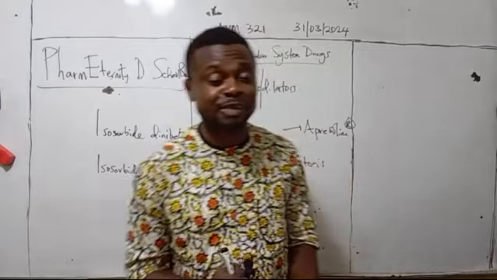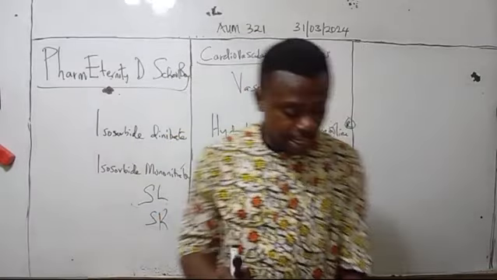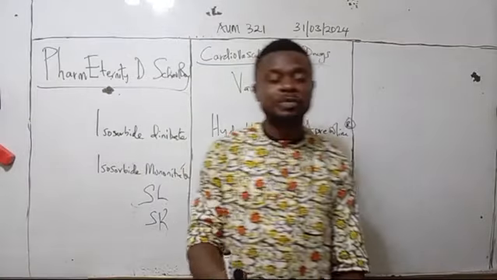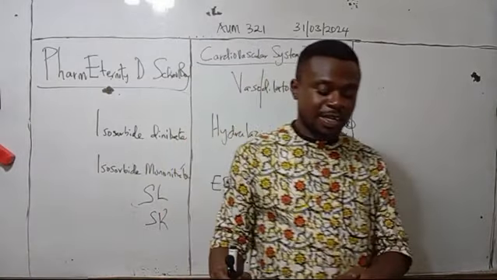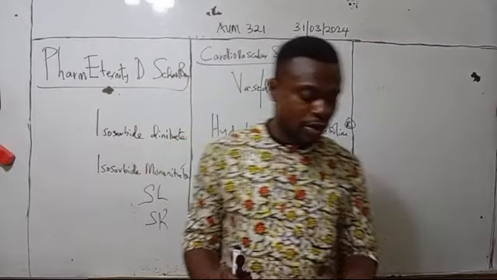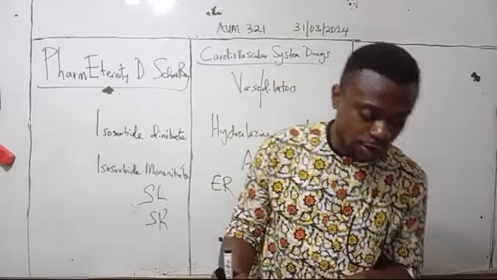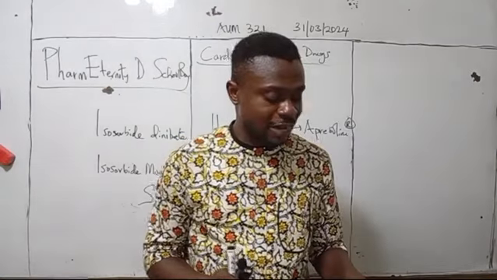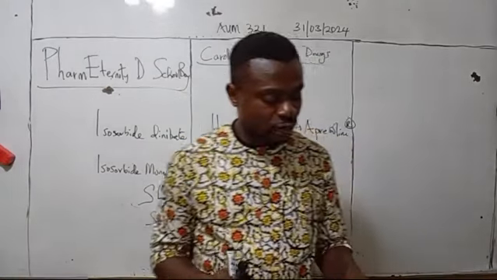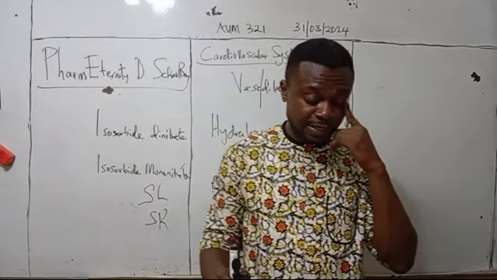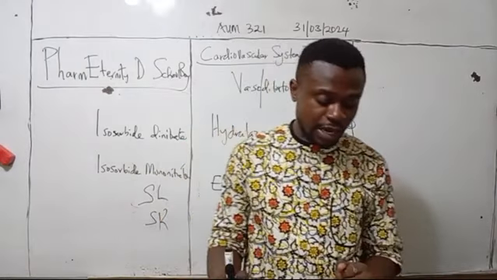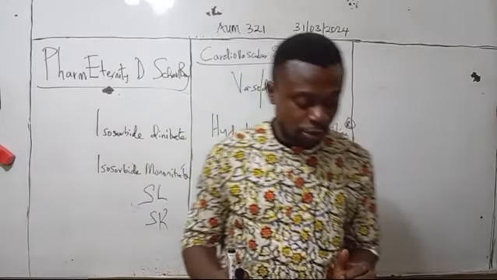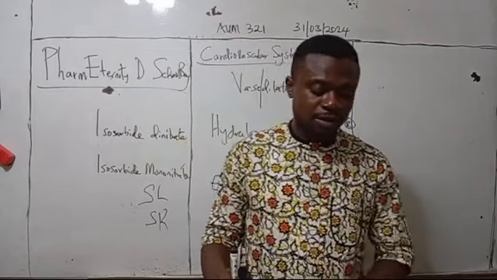Then for transdermal patches, we have the one of 0.2 milligram per hour, the one of 0.4 milligram per hour, and then the one of 0.6 milligram per hour. These are the different strengths of the nitroglycerin patches. The normal dose is 0.2 to 0.8 milligram per hour.